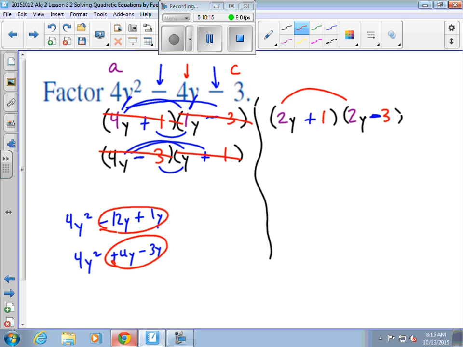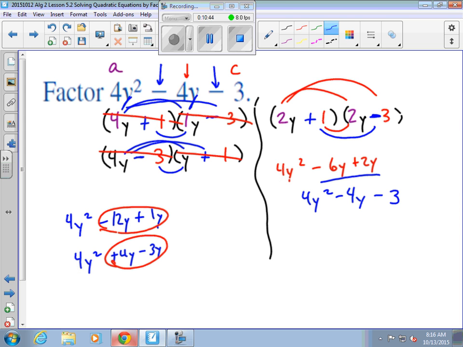2y times 2y, 4y squared. 2y times -3 is -6y. 1 times 2y is plus 2y. Let's stop there again. What do we get when we put these two together? And it's -6 and +2, so it'll more specifically be -4y. So we have 4y squared minus 4y. That's what we were trying to get. And then your last two terms, 1 times -3 is -3. So that is the same trinomial as what we started with. Therefore, this is the answer to factoring it out.